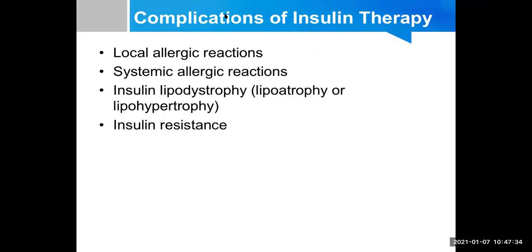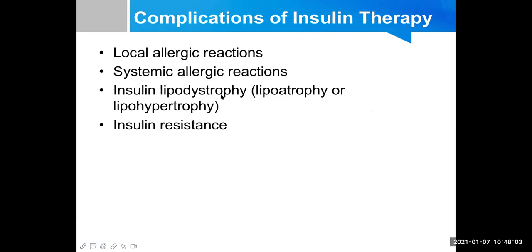Local and systemic allergic reactions are more common if the insulin is not very pure. That means if it is an animal source of insulin, not a human insulin. Human insulin is a pure type of insulin, so those allergic reactions are very minimal. And another one, sometimes in intermediate and long-acting insulin, we add some other substances, so our body may become allergic to the substance, but they are a bit rare also.